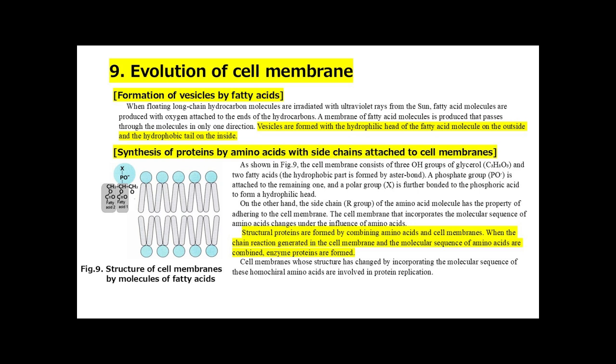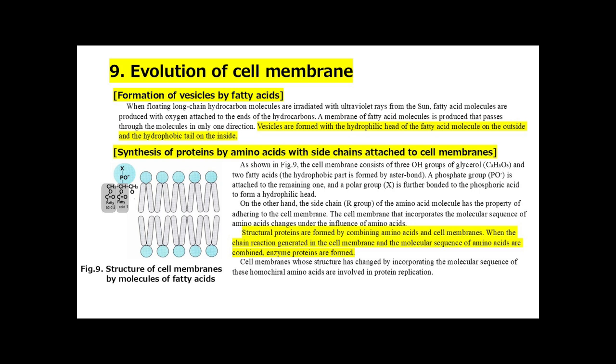On the other hand, the side chain R group of the amino acid molecule has the property of adhering to the cell membrane. The cell membrane that incorporates the molecular sequence of amino acids changes under the influence of amino acids. Structural proteins are formed by combining amino acids and cell membranes. When the chain reaction generated in the cell membrane and the molecular sequence of amino acids are combined, enzyme proteins are formed.